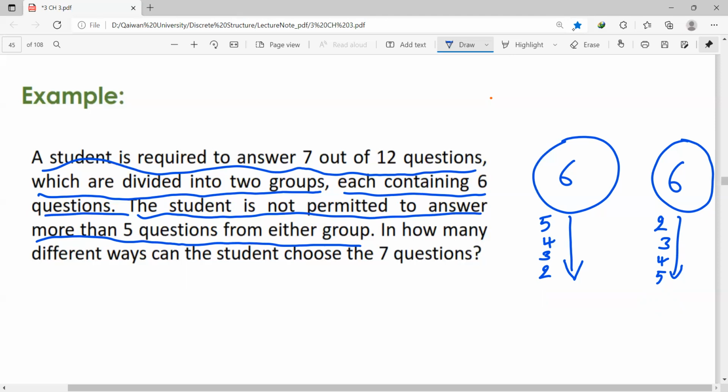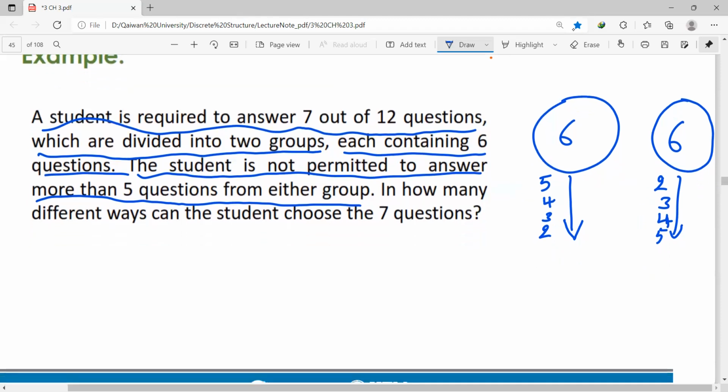Okay? That means if the student answers 5 questions from this group, the student must answer 2 questions from this group to answer 7 questions. And then if the student answers 4 questions from this one, the student must answer 3 from that group to complete 7 questions. So now we have these 4 cases.